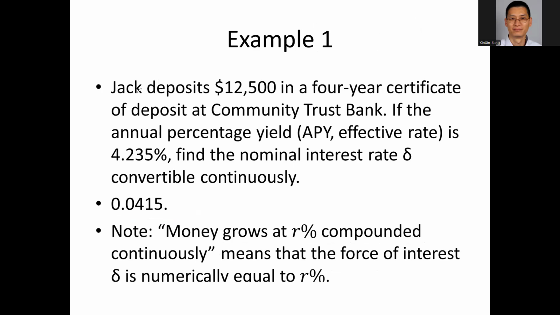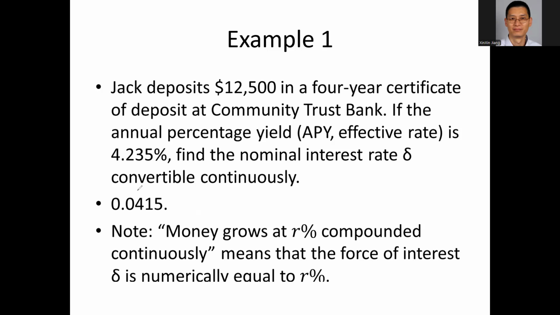Let's look at an example. Jack deposits $12,500 in the 4-year certificate of deposit, the CD, at Community Trust Bank. If the annual percentage yield, APY, which is an effective rate, is 4.235%, find the nominal interest rate delta, convertible continuously. Convertible continuously is exactly the meaning of this delta, when m goes to infinity.